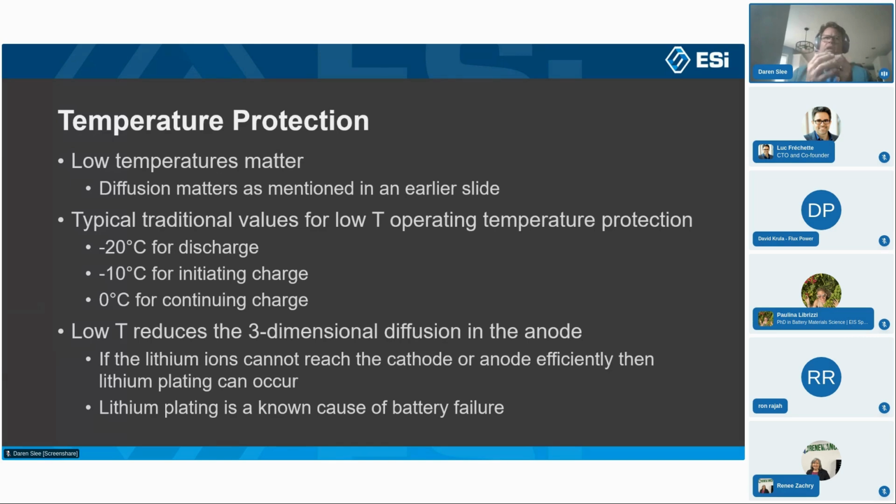So lithium plating is one of the main causes of severe failures in lithium ion batteries, and charging at low temperature can cause that across the entire surface of the anode in the jelly roll, or these days stack cells.